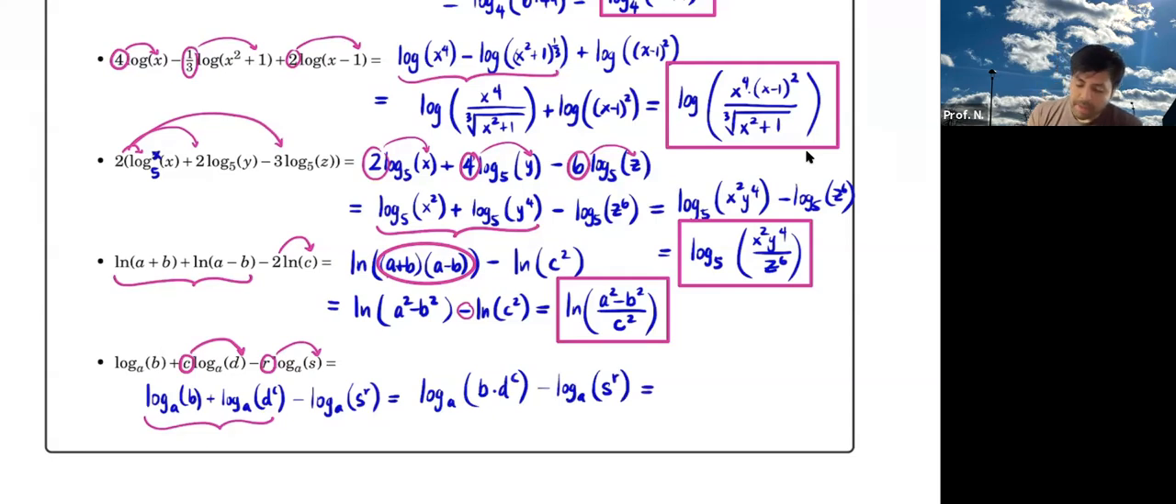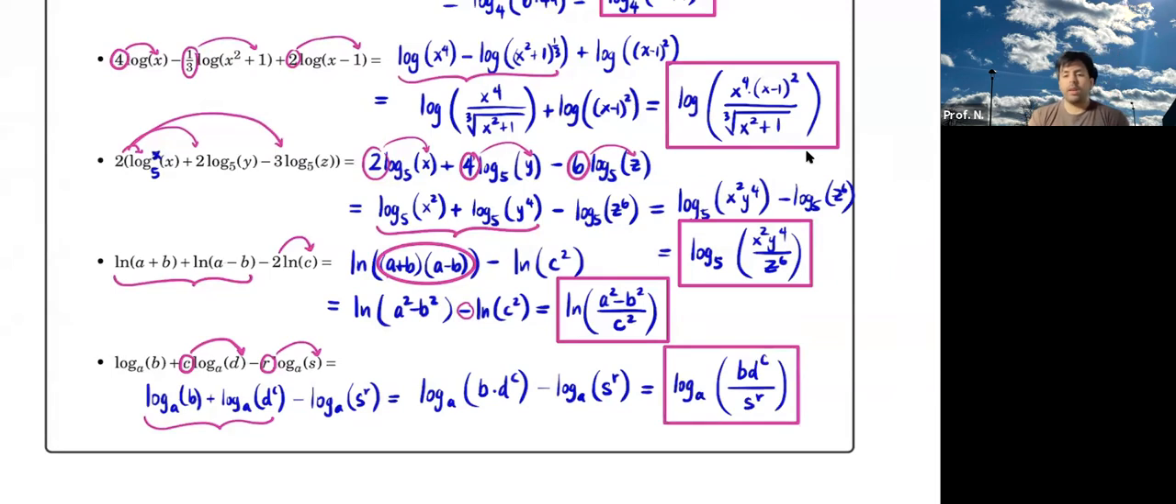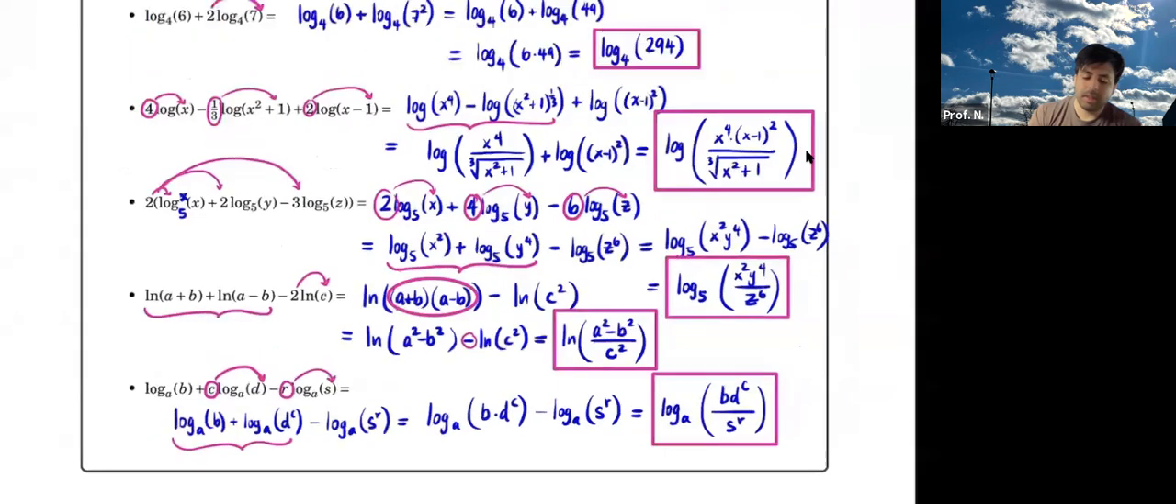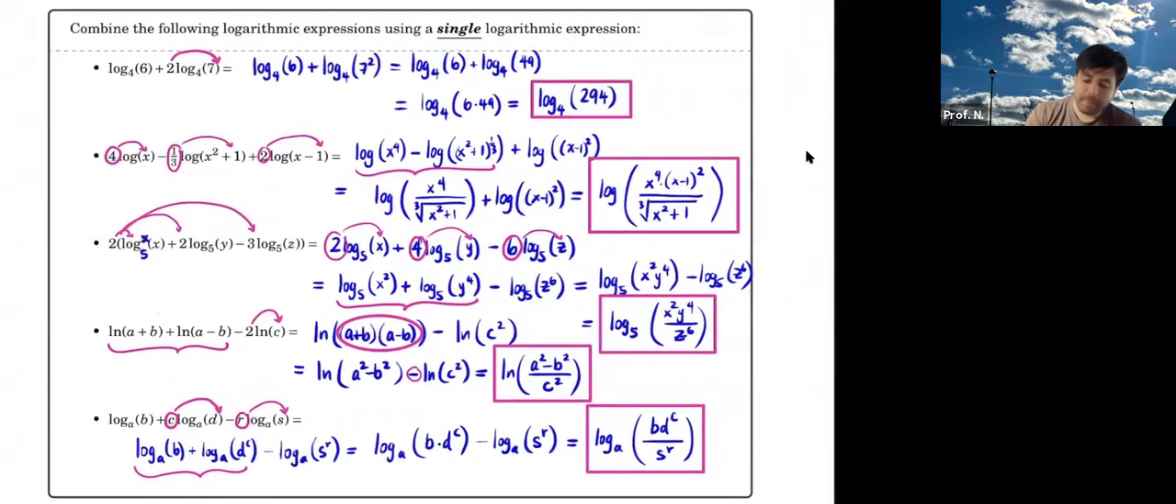And then we have a minus in between, right? So if we have a minus in between, we can divide what we have inside a log. So this is log base a of b d to the c all over s to the r. And voila, we have our single logarithmic expression.